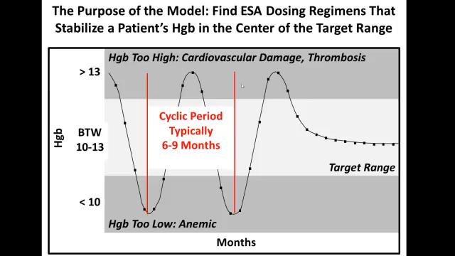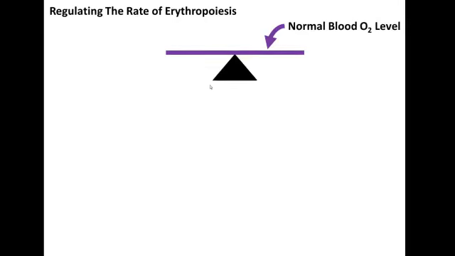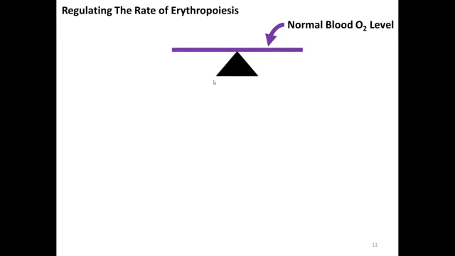Because when the hemoglobin levels are above the target range, you've got thick blood leading to cardiovascular damage, increased risk of stroke, and clotting going on. And think about the importance of clotting for a dialysis patient when you're moving their blood through an external device. Too low, you've got anemia. And the variation is, again, taking a toll on the patient's body. When many dialysis care facilities are only taking monthly measurements, sometimes these patterns are imperceptible. The purpose of the model was to find a dosing regimen that could stabilize a patient's hemoglobin in the center of the target range.